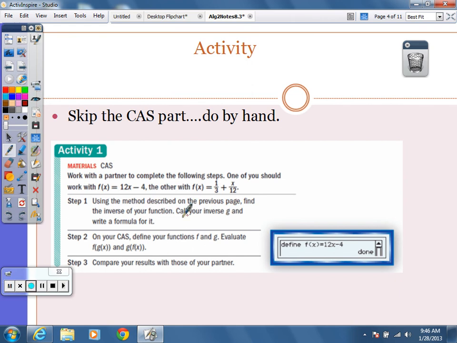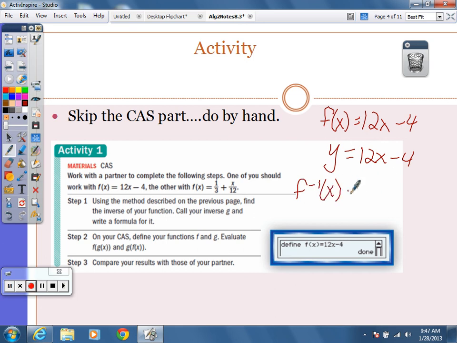Using the method described on the previous page, find the inverse of your function. So let's do f of x. f of x is 12x minus 4. Another way of writing that is y equals 12x minus 4. So I'm looking for f inverse. I'm going to switch x and y and solve for y.